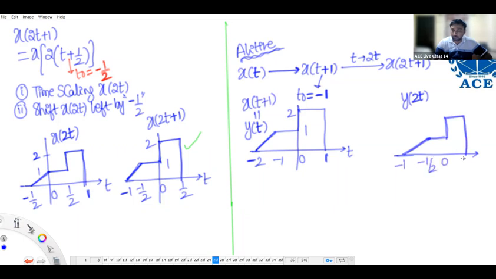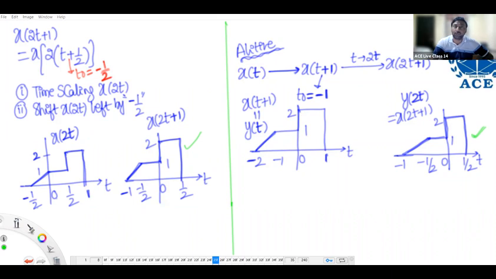At every discontinuous instant, divided by 2. So see the green tick mark on both sides. Are the graphs the same or different, whether first scaling then shifting, or first shifting then scaling? We got the same graphs or different graphs?